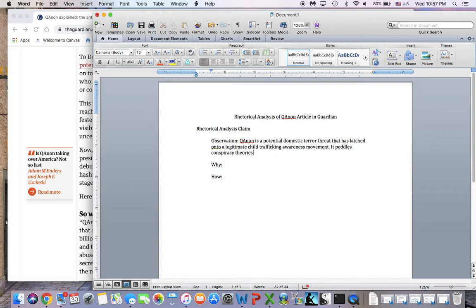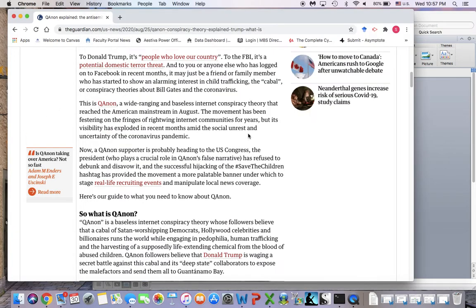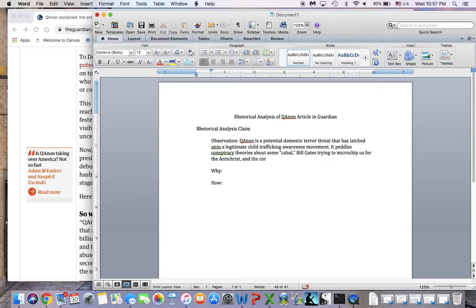So it peddles conspiracy theories about some quote-unquote cabal. Bill Gates trying to microchip us for the Antichrist. I can spell that out a little more since we know a little more about that now. Silly nonsense. Okay. And what's this last one? And the coronavirus. That's right. I have theories about that too. Coronavirus. Okay, so that's all the observations. That's all they're about to talk about. That goes in the observation part of the rhetorical analysis claim.